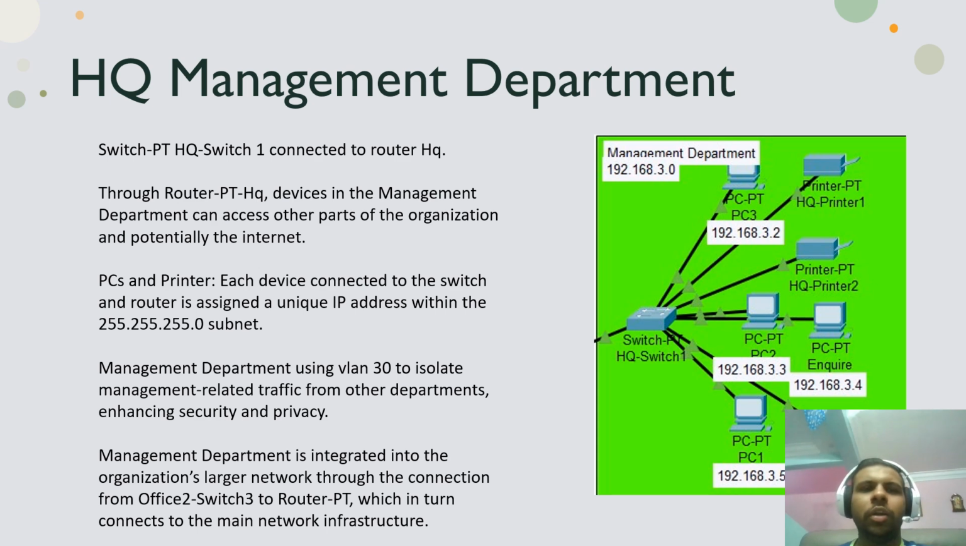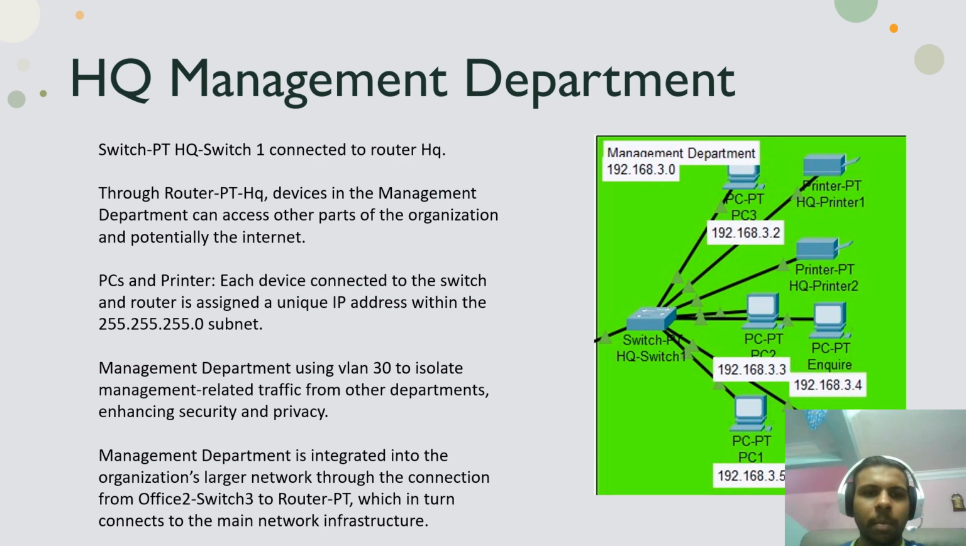In this management department, the HQ router is connected to the switch, and from there it is connected to the end devices. Through the router, devices in the management department can access other parts of the organization and potentially the internet. I mean, they can share files and access the internet and so on. Everything can be done as usual.